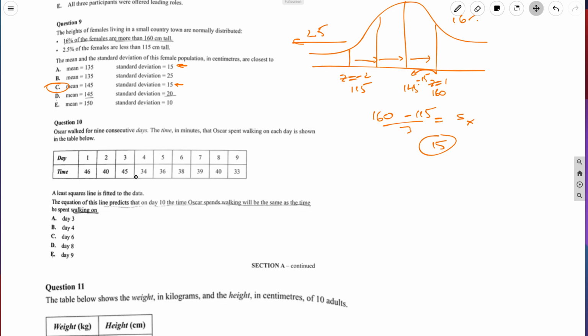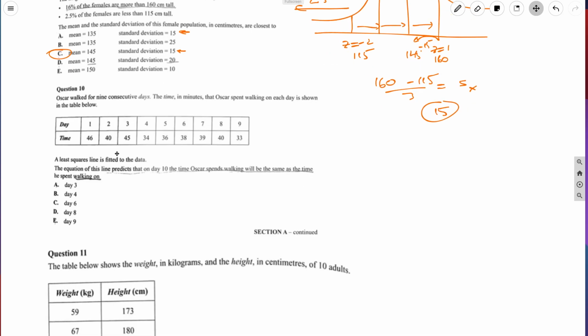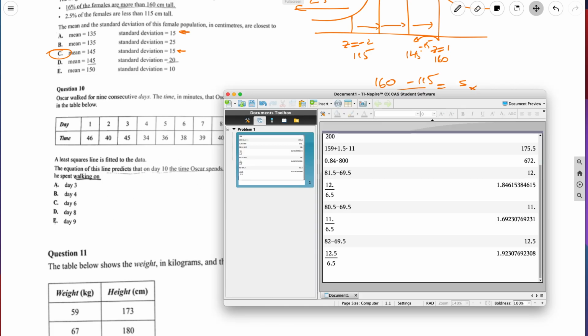Oscar walked for 9 consecutive days. The time in minutes that Oscar spent walking on each day is shown. A least squares line is fitted. The equation of the line predicts that on day 10, Oscar spends walking the same as the time he spent walking on what day? So that one is a bit annoying. We would have to do a regression analysis for a pretty small data set.